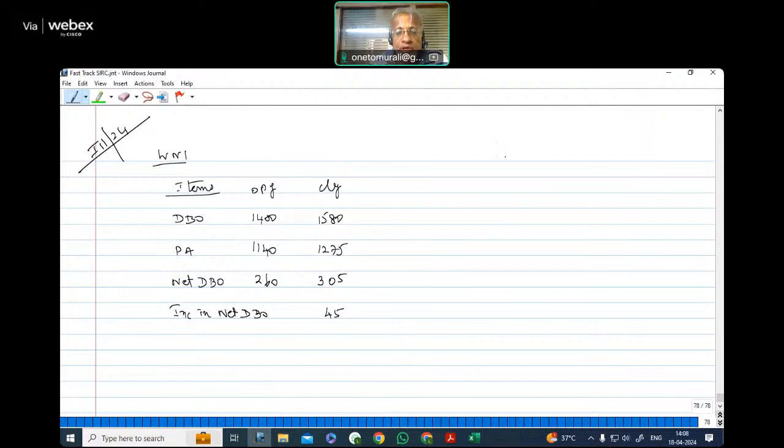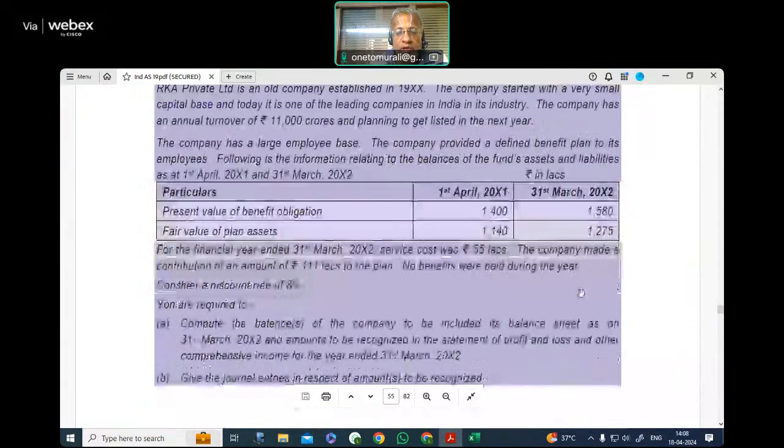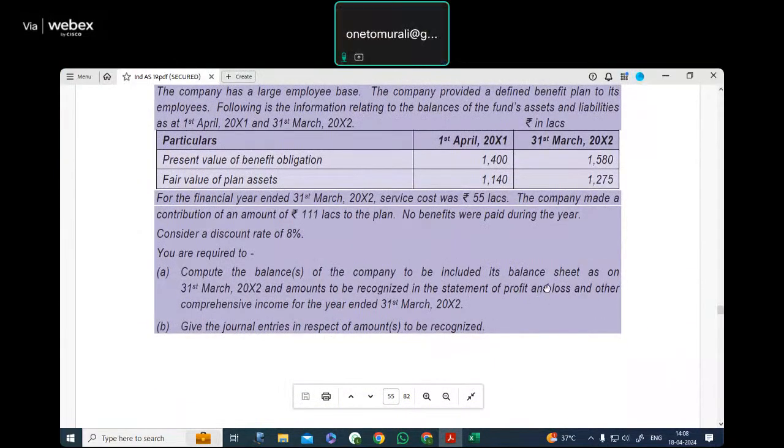Then number two, what they asked is to compute the balances of the company.